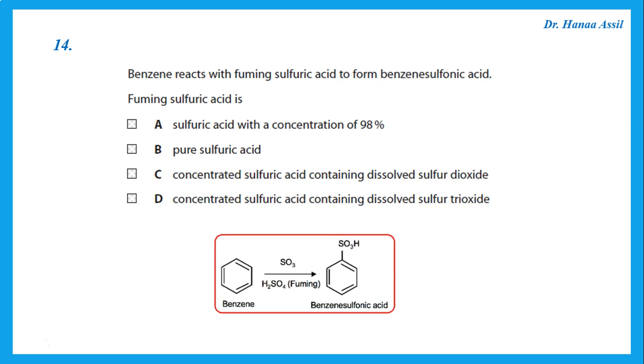What is fuming sulfuric acid? You should know that fuming sulfuric acid is concentrated sulfuric acid containing dissolved sulfur trioxide, and we said this puts an SO3H on the benzene ring.